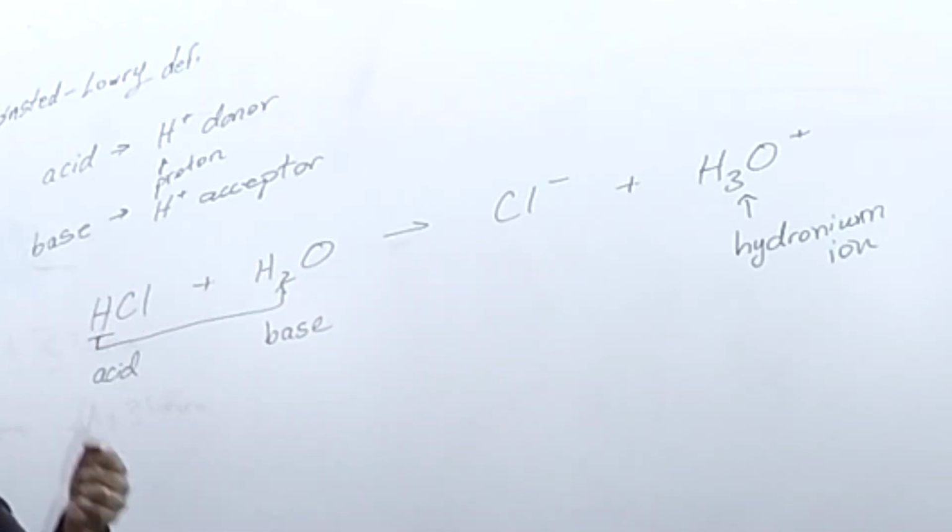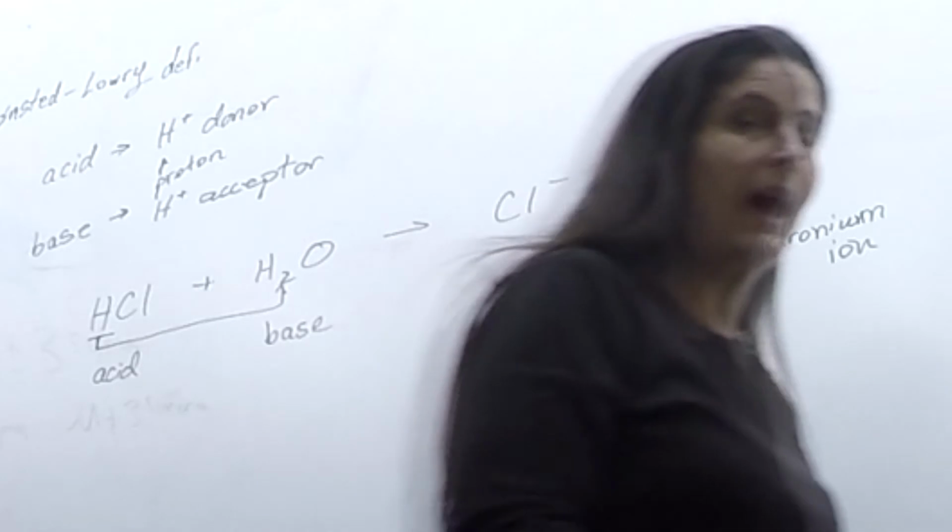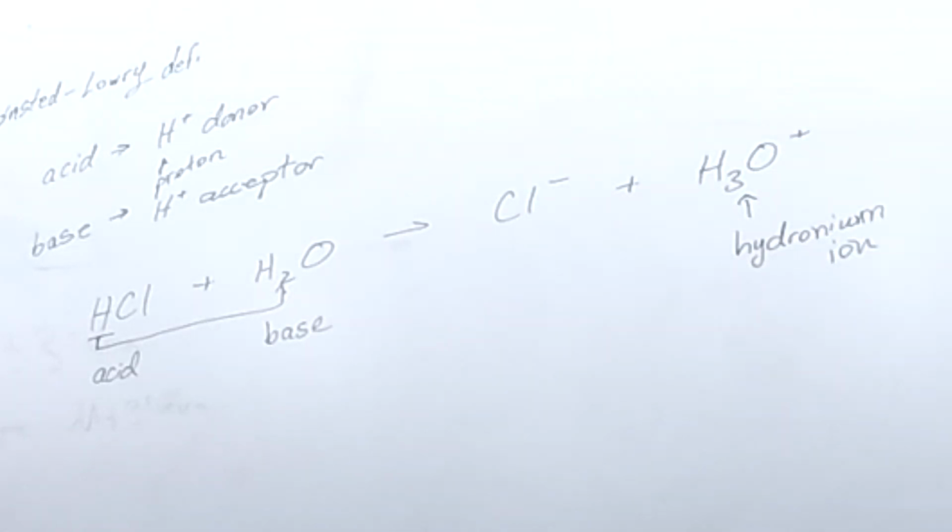Okay, so use Bronsted-Lowry definition with acids pretty much all the time, except for when you're just visually inspecting molecules to see if they're acids. Then you can use Arrhenius.